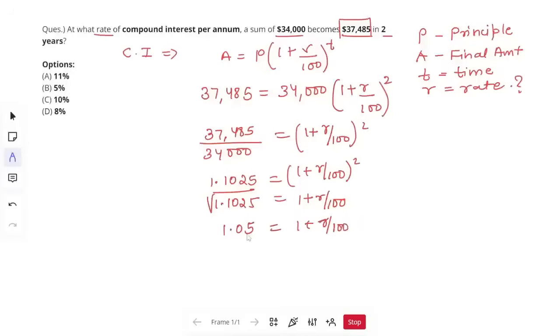Now if you solve it further, you get R by 100 equals 1.05 minus 1, which is going to be 0.05. So your final R value is going to be 0.05 into 100, which is 5. So your rate will be 5%. The final answer is going to be option number B. Hope you have understood the logic.